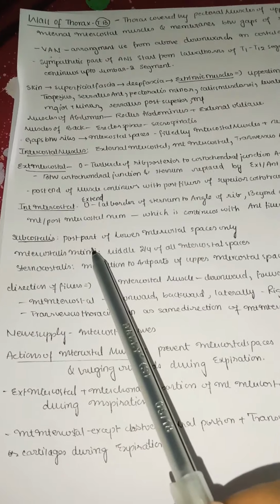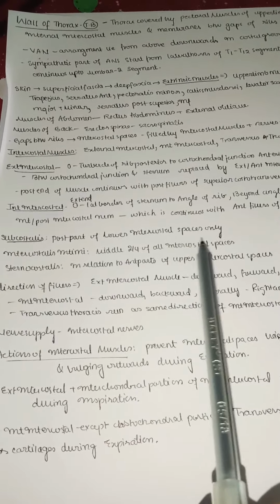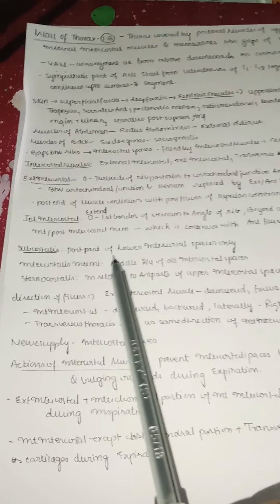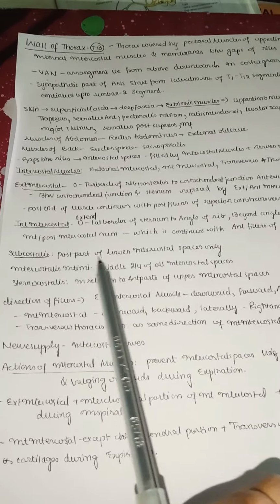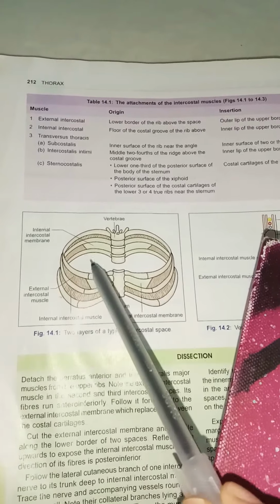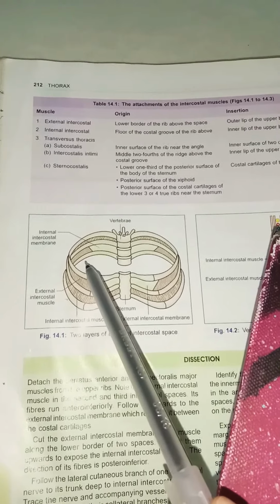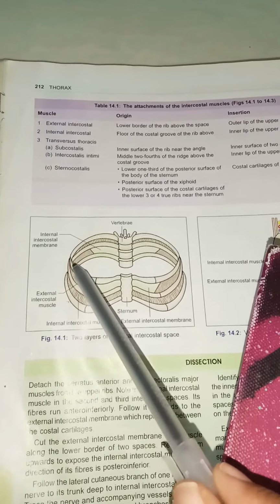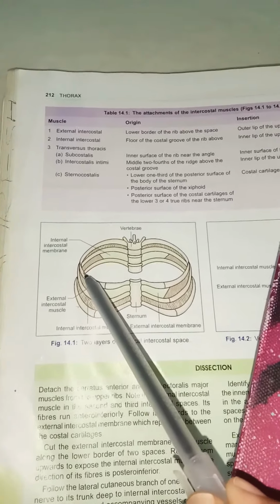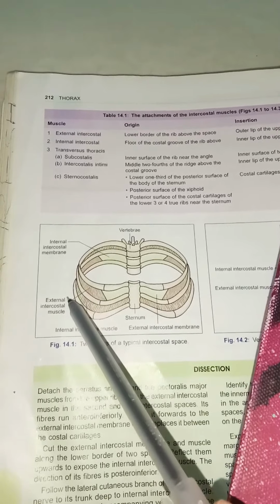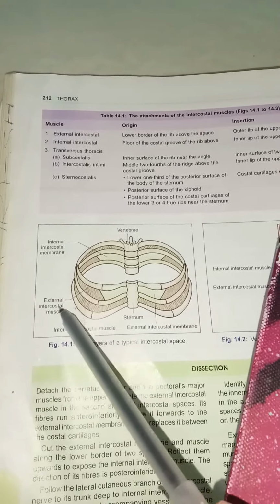Next we will see some specialities of subcostalis. Subcostalis is a posterior part of the lower intercostal spaces only, so it extends only in the posterior. It is confined to the posterior part of the lower intercostal spaces. This is the anterior side, right? So the posterior part of the lower intercostal spaces. It will stay only in those lower intercostal spaces. So its origin is from the angle, and it will extend up to the next 2 or 3 ribs and attach there.